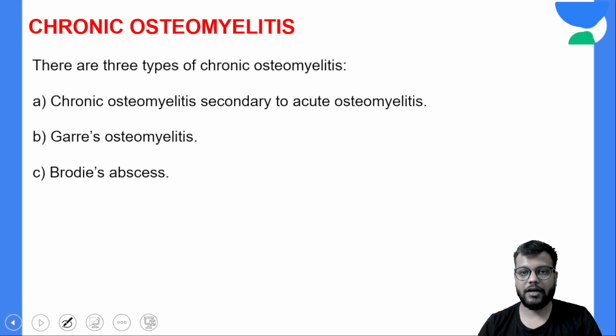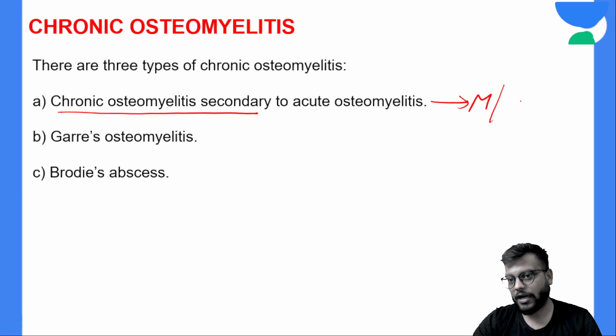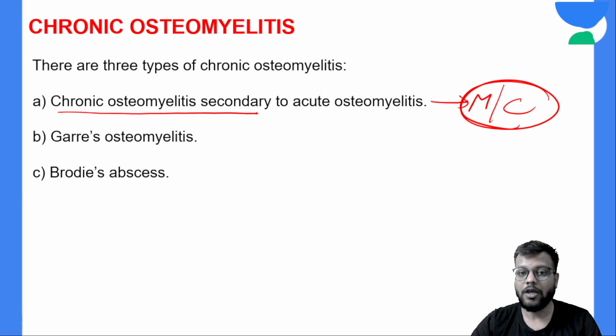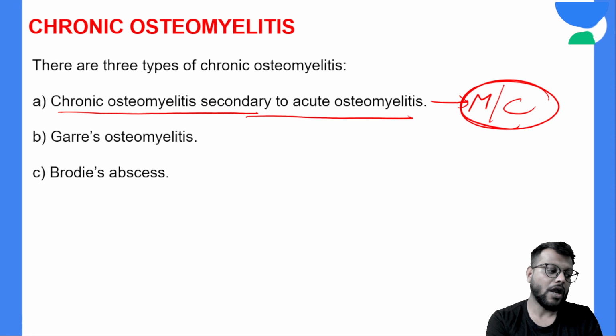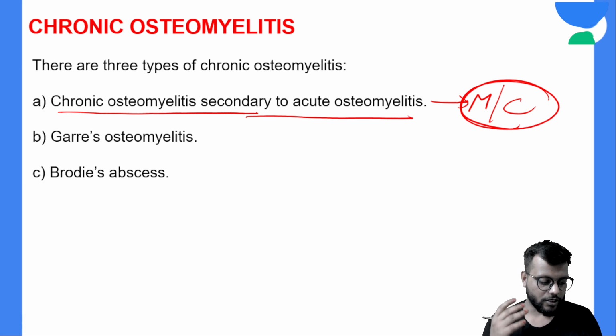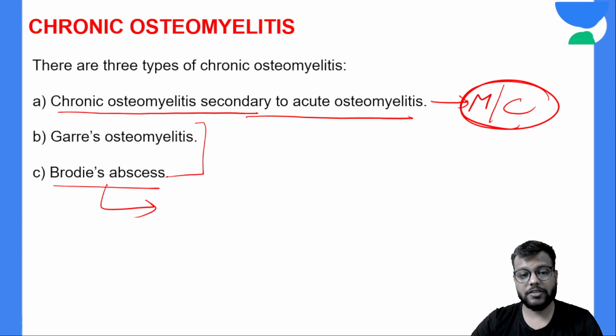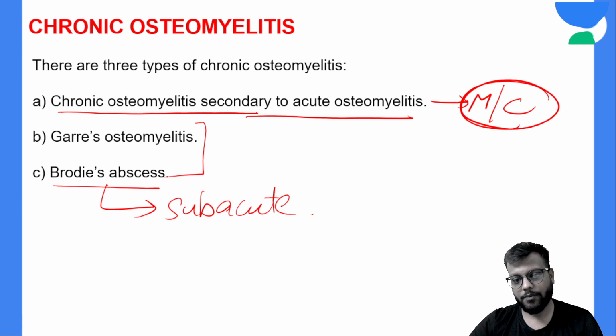Now chronic osteomyelitis is of three types, and most commonly it is chronic osteomyelitis secondary to acute osteomyelitis. It is the most common type. So mostly cases of chronic osteomyelitis will come to you and give a history of acute osteomyelitis a few months or a few years back. Remember this, this is important. Now Garre's osteomyelitis and Brody's osteomyelitis are another type. Brody's abscess is basically a subacute type of osteomyelitis. Okay, remember this.